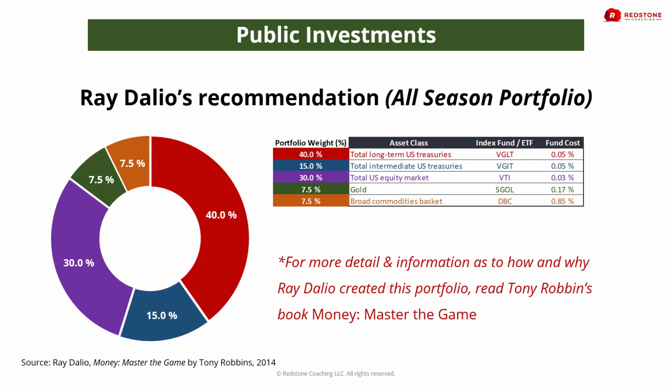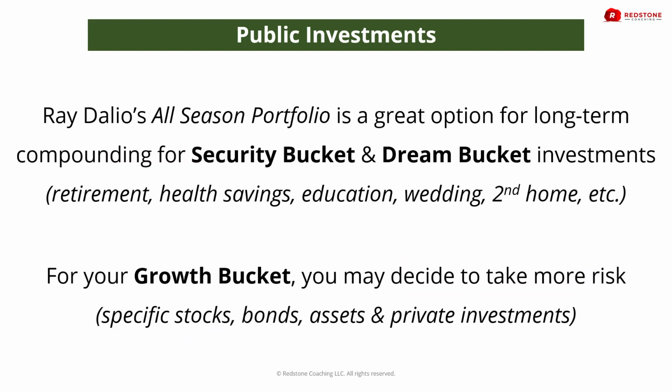And this is an example of one strategy that, from the research I've done, is a really great strategy for achieving this type of goal. Now, for our growth bucket, you may decide to take more risk, and that could be choosing specific stocks, specific bonds, specific types of assets, or choosing to invest in specific private investments. So maybe that's where you accelerate your wealth building in the next 5 years or 10 years, something like that.